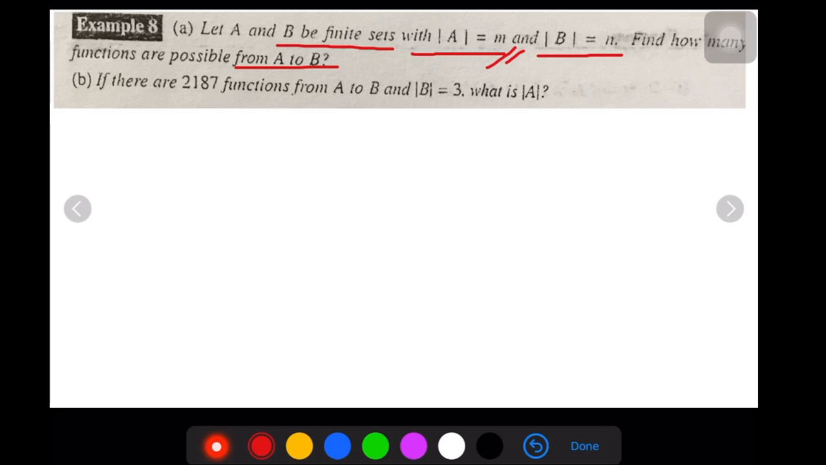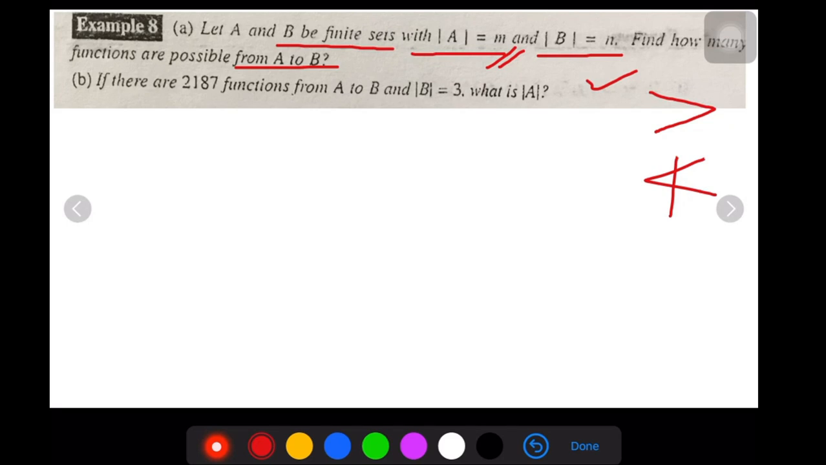With the basic definition of functions, we will be able to find the count, or how many functions are possible from A to B. We know that this kind of relation or mapping is allowed in functions, not this kind of relation. So with this first kind, I'll try to explain.